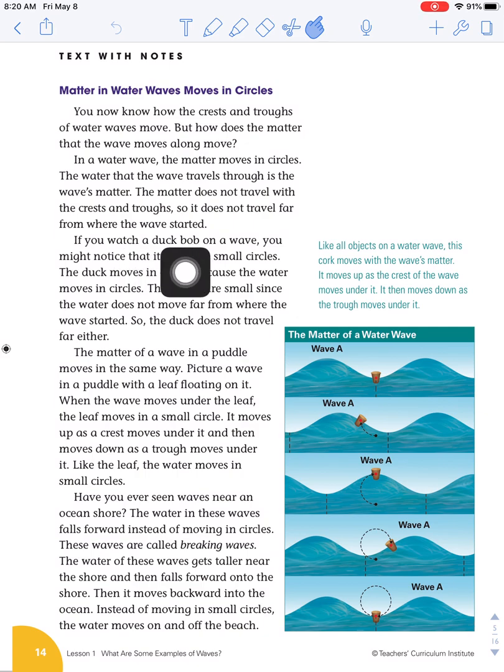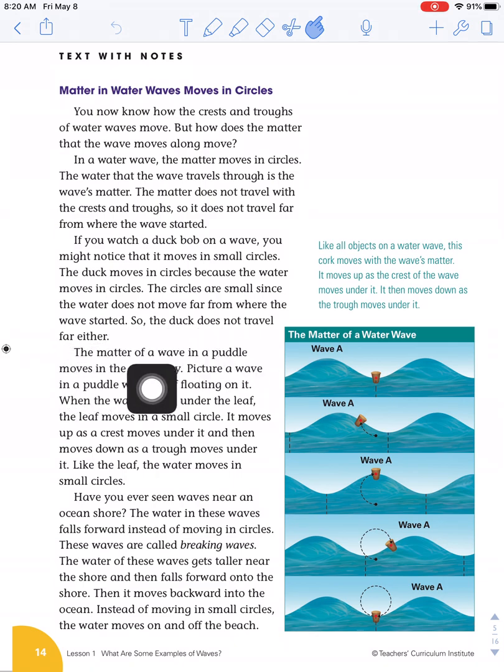If you watch a duck, ooh, this might be helpful for you because you're going to be like a raft in the water. If you watch a duck bob on a wave, you might notice that it moves in small circles. The duck moves in circles because the water moves in circles. The circles are small since the water does not move far from where the wave started. So the duck does not travel far either.